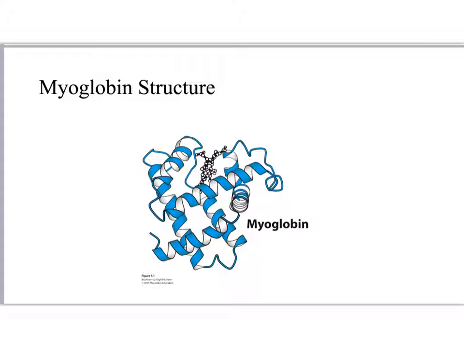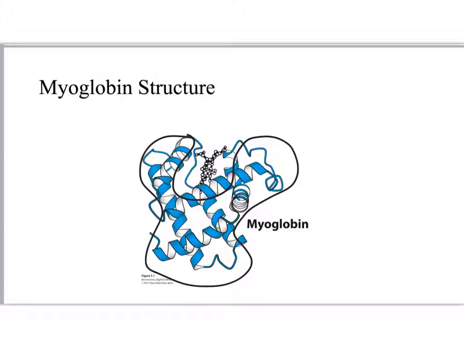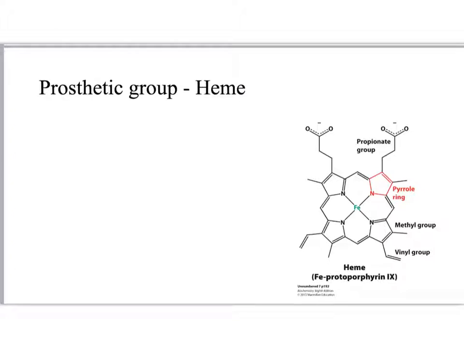So this is just the overall myoglobin structure. We can see that's that single polypeptide chain, which is represented by these blue portions here. And then we have this group in the middle, which is a prosthetic group that we'll talk about in a little more detail in the next slide. But that's our heme group, and that's what's actually going to help bind the oxygen.